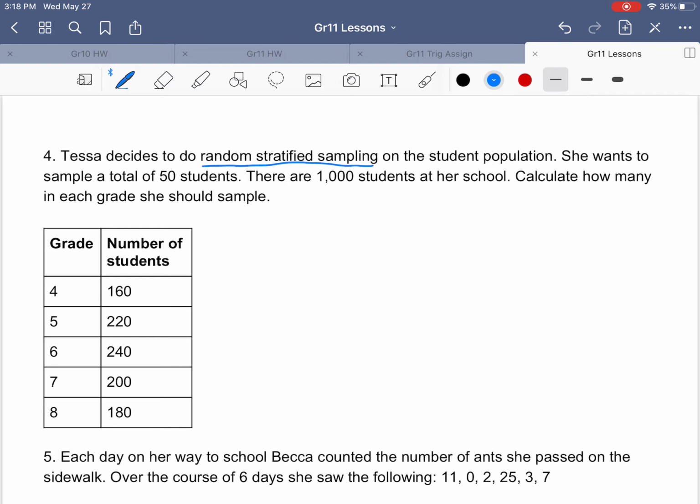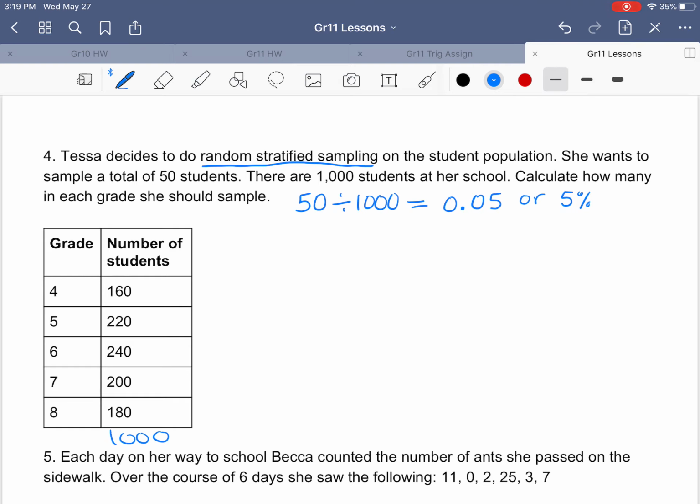Okay, so we have grades 4, 5, 6, 7, and 8. And we know the number of students in each of those grades, and those all add up to 1,000 as a total. So we know that she wants to sample 50 students, so we need to figure out what percentage that is of the total. So to figure out our percentage, we have 50 divided by 1,000, and that gives us 0.05 or 5%. So she wants to sample 5%.